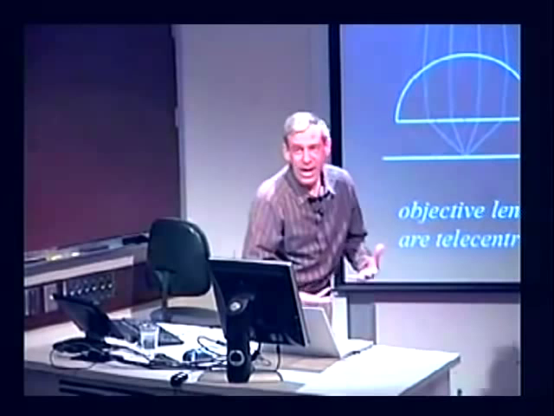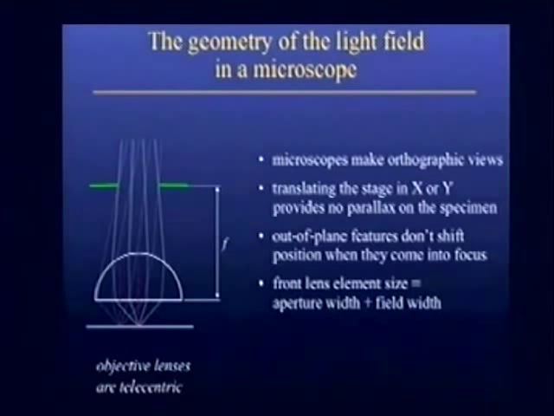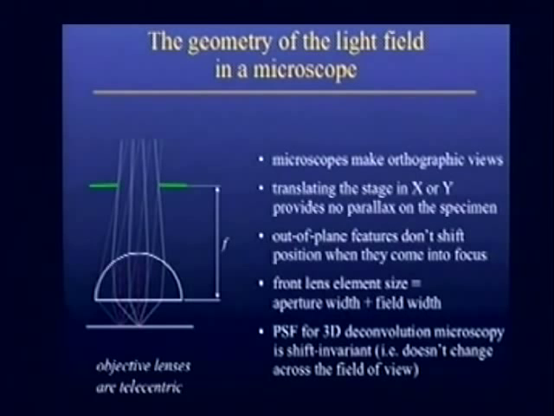Another weird effect of this telecentricity is that the size of this piece of glass here has to be the size of the aperture, which is this cone, plus the size of the field of view, or otherwise the light won't be able to enter the aperture. That's not true in photography. In photography, the aperture, the best F number of the lens has to do with a piece of glass, and that's all there is to it. So there are a number of rules that are different. There's one more that's a bit esoteric that you'll understand later. The PSF, point spread function, just means the shape of this cone, is shift invariant, which means that it's the same shape anywhere in the field of view, and that will be important for 3D reconstruction. I'll come back to that in a moment.